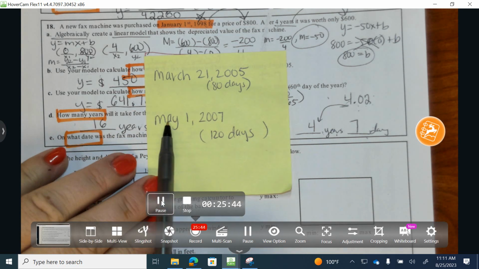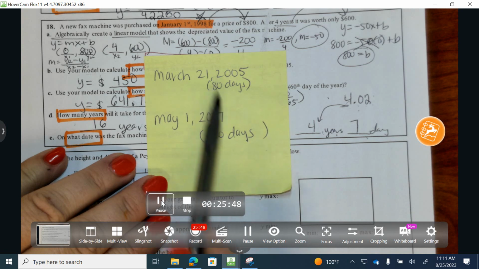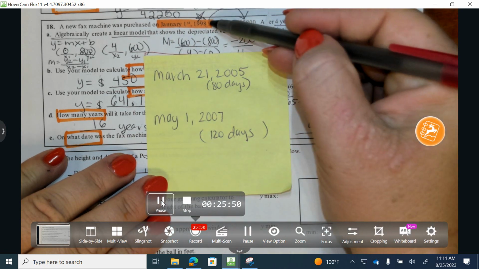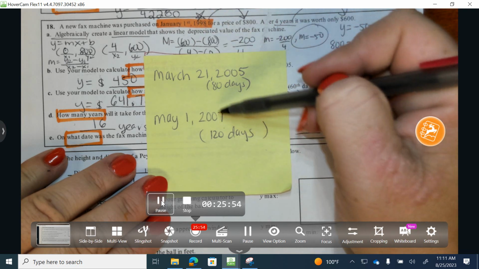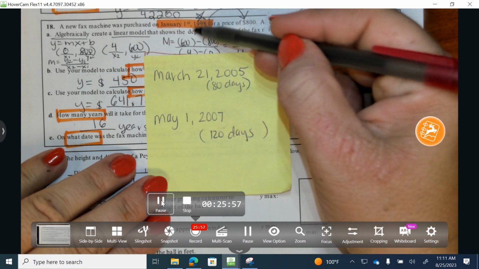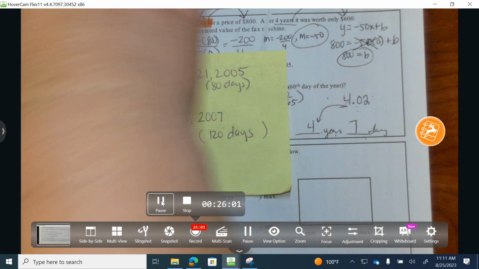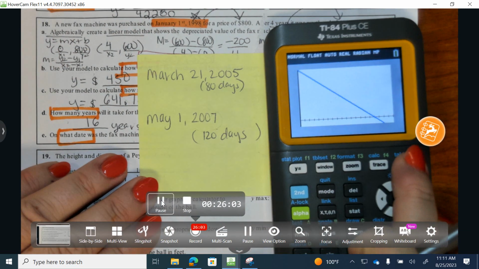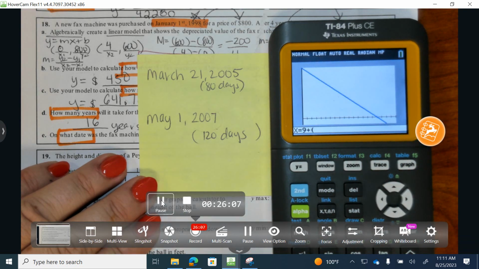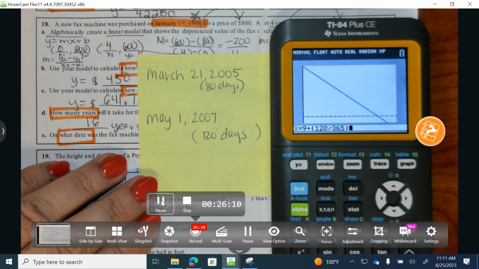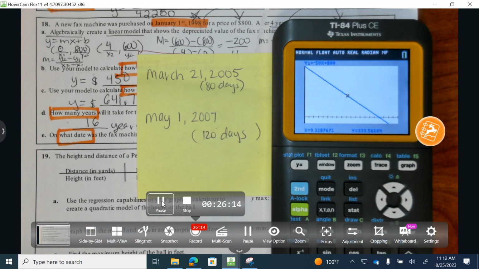So if we calculate the value of the fax machine on May 1st, 2007, that's 120 days past January 1st. The first thing I do is calculate the difference in years. That's a difference of 9. You could take 2007, subtract 1998 to get 9. So I come back up here. I'm going to graph this. Second trace, value, I type in 9. And then how many additional days? 120 divided by 365. The value would be $333.56.